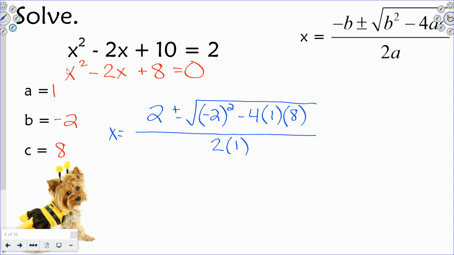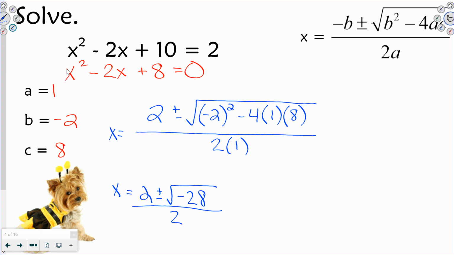All right, what am I going to do next? Good. Simplify under the radicals. Grab calculator. You're going to type in negative 2 in parentheses squared minus 4 times 1 times 8. Do not type the radical in your calculator. So we get 2 plus or minus radical, that's what I got, negative 28 over 2.